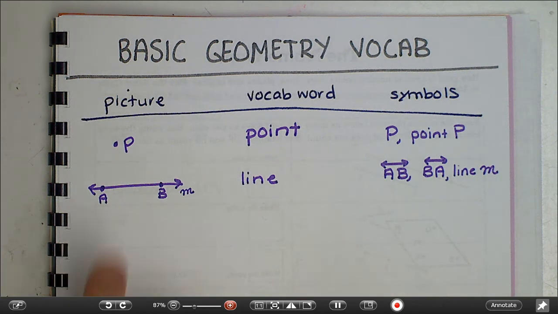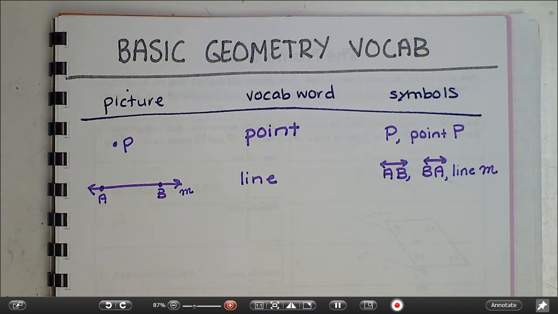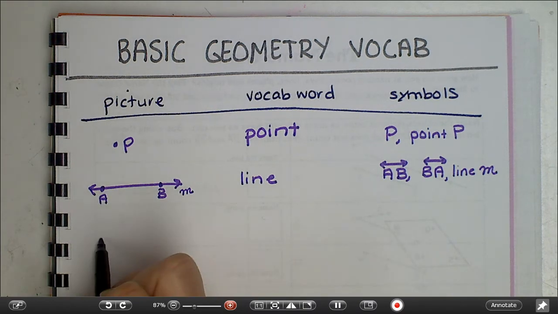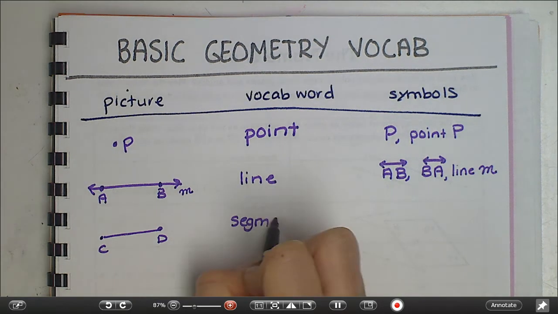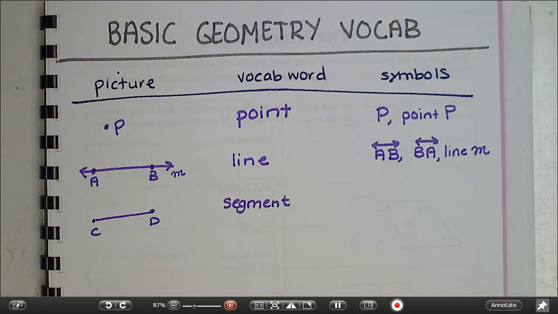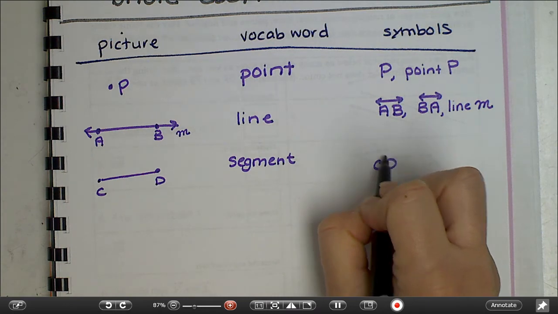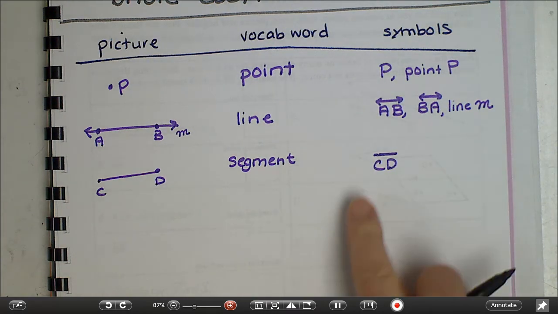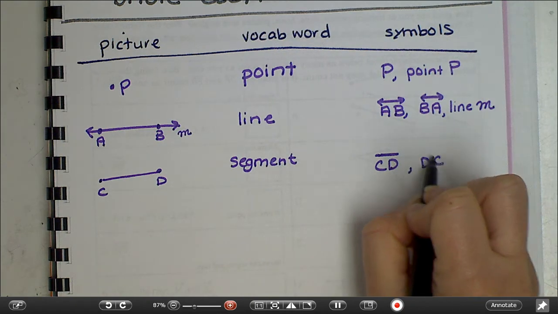All right, so you have a point and a line, which is made up of infinitely many points all stuck together. A piece of a line is called a segment. So it's kind of like if you cut out a chunk of a line, that is now a segment, a piece. And you name it again with 2 capital letters, but this time on top you just put a little segment symbol. And you can do that in either direction.